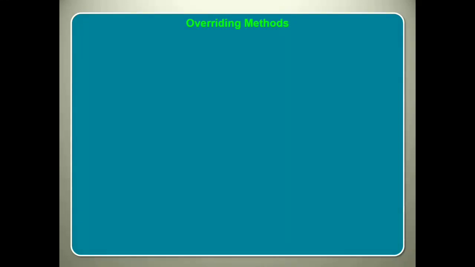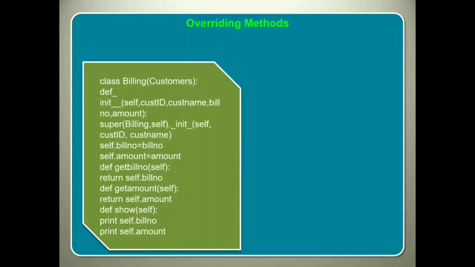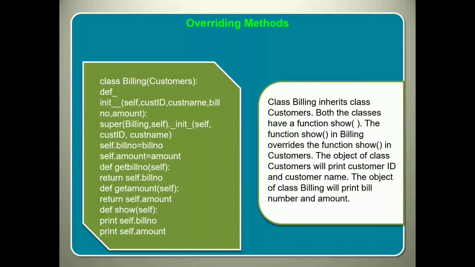Look at the example displayed on the screen. As shown in the example, class billing inherits class customers. Both the classes have a function, show. The show function in billing overrides that in customers. The object of class customers will print customer ID and customer name. The object of class billing will print bill number and amount.